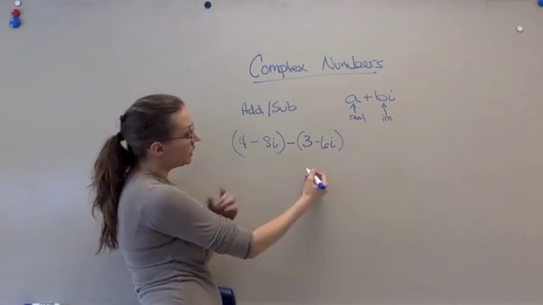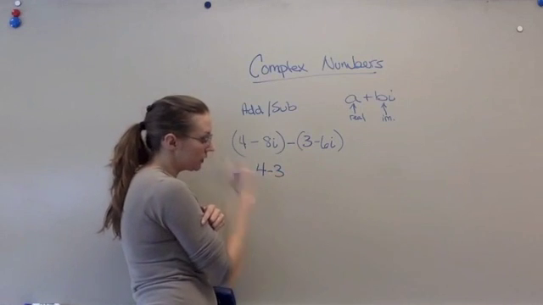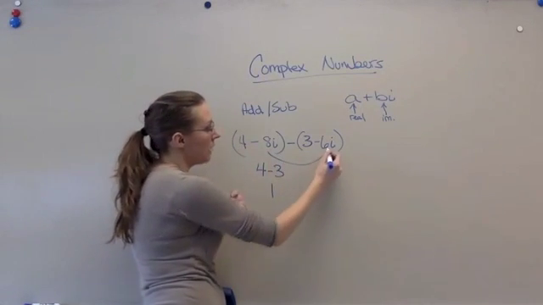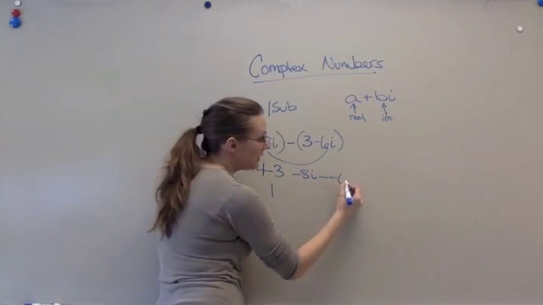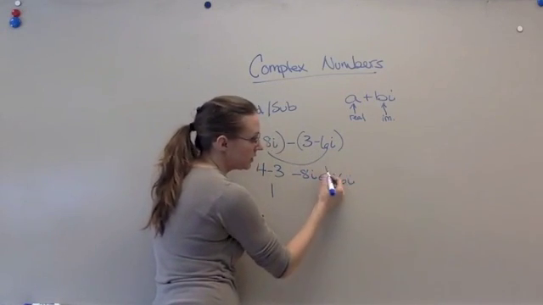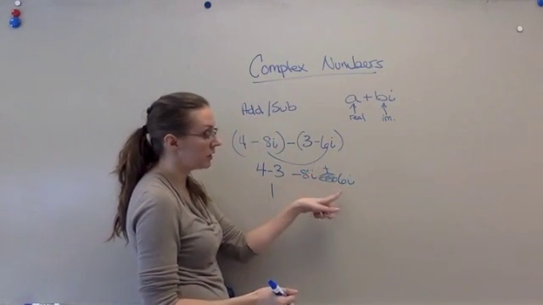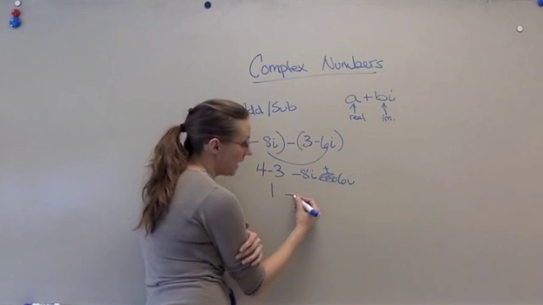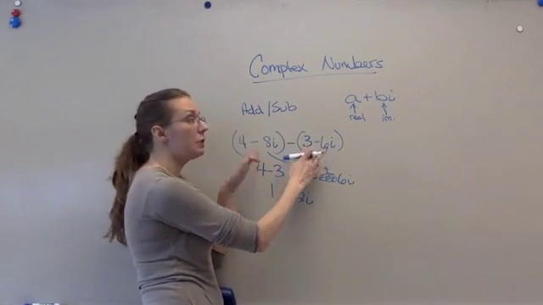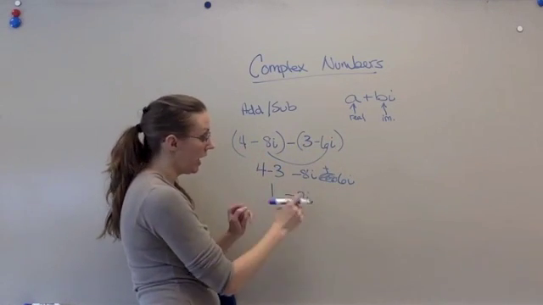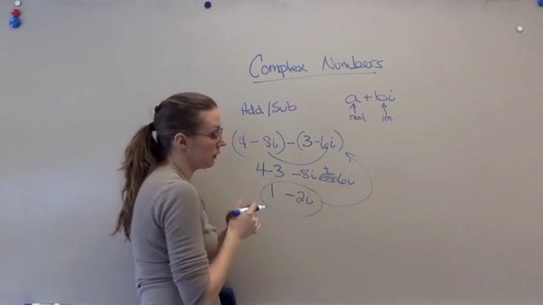So if I look at my real parts first, I have 4 minus 3, which is going to give me 1. If I look at my imaginary parts, I have negative 8i minus negative 6i. This becomes a plus. So what I'm saying to myself is I start at negative 8 and go towards the positive 6 spaces, which brings me to negative 2i. The difference of complex numbers yields a complex number, okay? I have 1 minus 2i, and this is the solution to this problem.